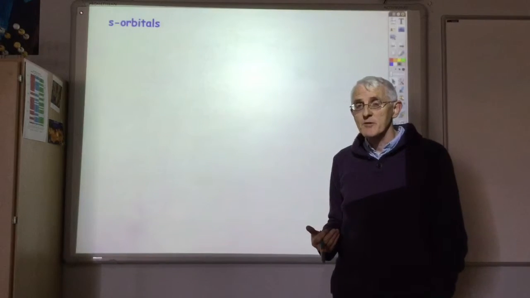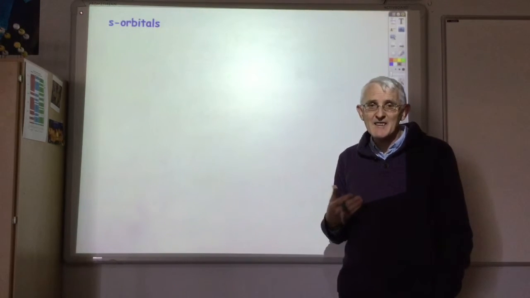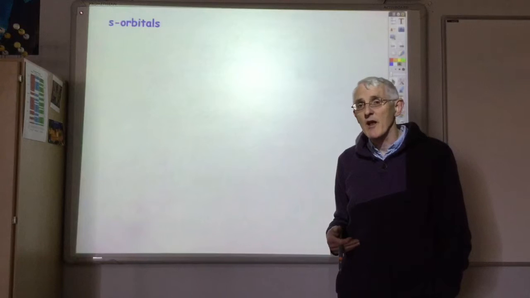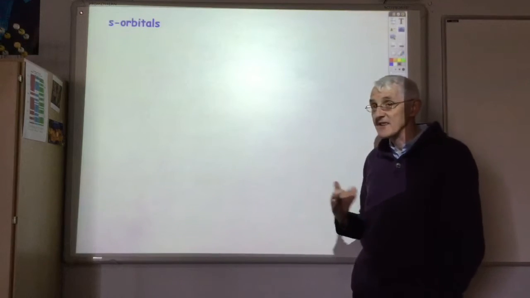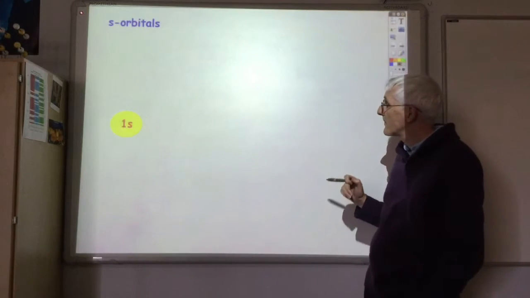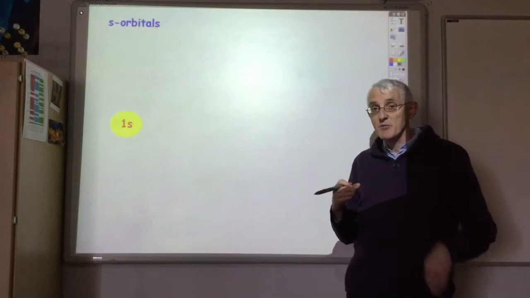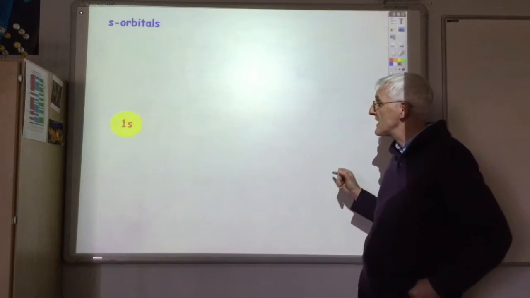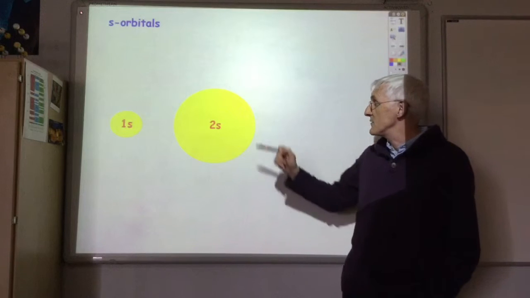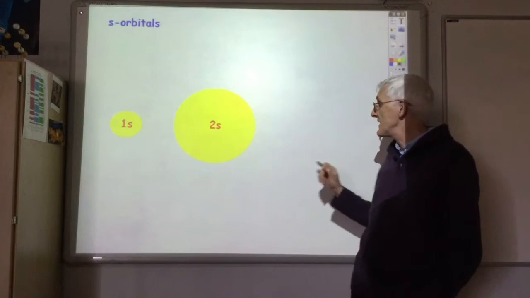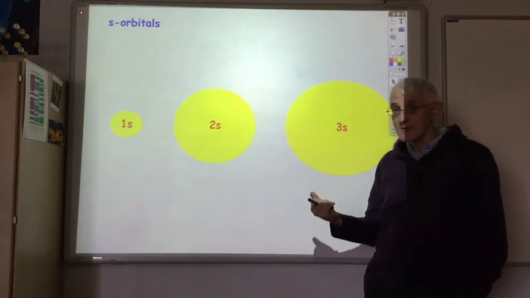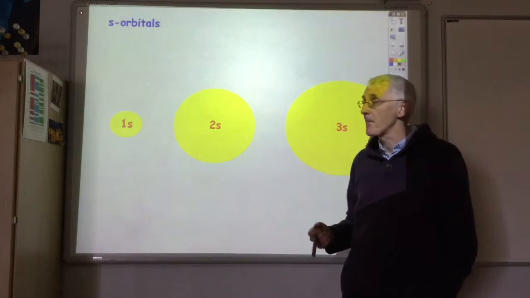Start off with the s orbitals, which are very similar to our old idea of what electron orbitals look like. They're spherical in shape, and as we go further away from the nucleus, the s orbitals get bigger. So the second s orbital is bigger than the first s orbital, and the third s orbital is bigger still.